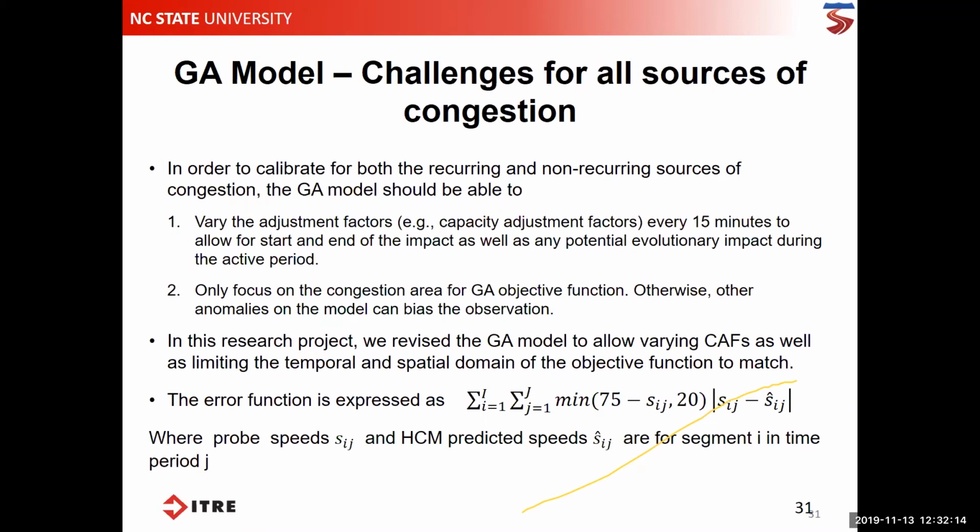We don't want to take into consideration the entire time and space domain, which the generic version of GA does. We are also showing you the objective function of the generic GA model, which tries to minimize the reported speeds out of the freeway facilities model based on what we are seeing in the real world. We assign a higher weight to the low speeds so that we give more priority to those segments around the bottleneck to be calibrated.